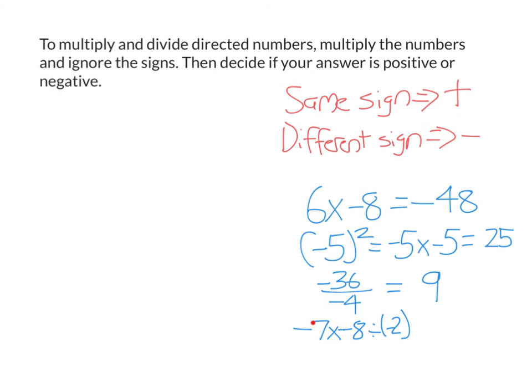So let's say I had something like -7 times -8 divided by -2. How would I do that? Well, I'm going to start by doing this. So -7 times -8. 7 times 8 is 56. Now minus times a minus, same sign, my answer's positive. So this part of it is 56. So the answer is 56 divided by negative 2. So 56 divided by 2 is 28. Positive divided by negative, different signs. So the answer is negative.